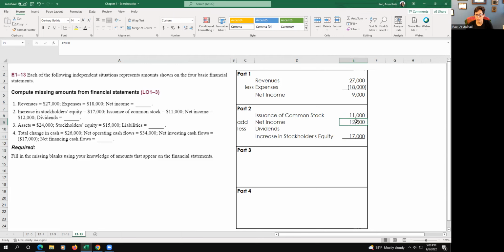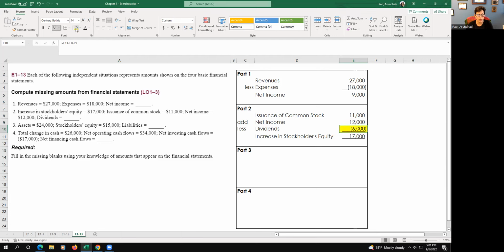So 11 plus 12 is 23. I started with whatever number at the beginning of the year. I have 23 as an increase, but at the end, I'm saying there's only an increase of 17, which means I paid out that difference in dividends. 11 plus 12 minus 17 is how much I have in dividends. So what I have in dividends is 6,000. 11 plus 12 is 23. 23 minus 6 will give me 17.